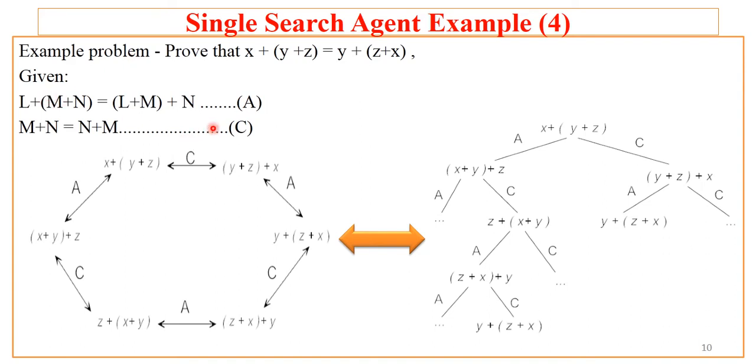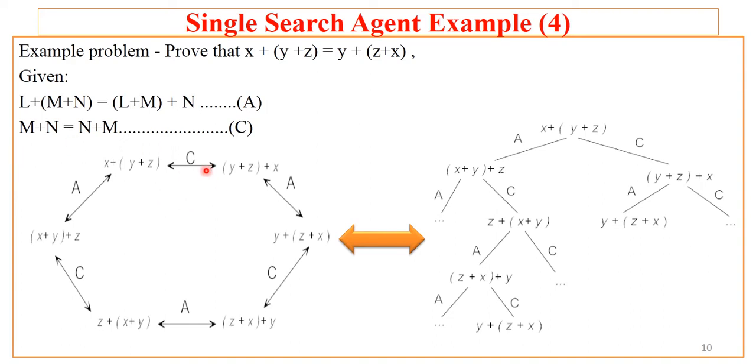Now, to prove this, you are given certain rules. First one is the associative rule. That is, if I say L plus (M plus N), that is the same as (L plus M) plus N. So here we are using the associative rule, where we are trying to associate different terms in proper sequence. So this is rule A. Now what is rule B? M plus N is the same as N plus M. That means 3 plus 4 is the same as 4 plus 3, because addition of these two numbers in any sequence will give you the same result.